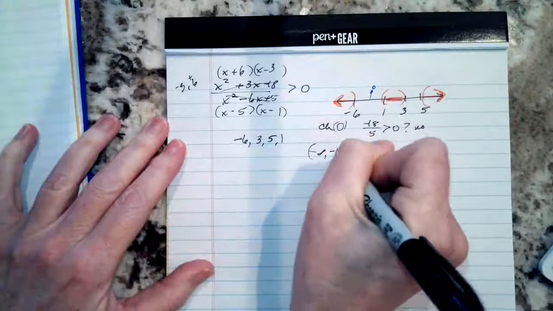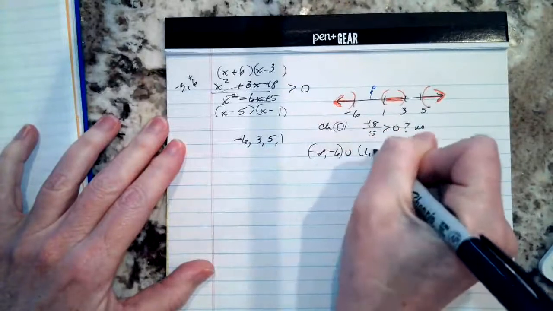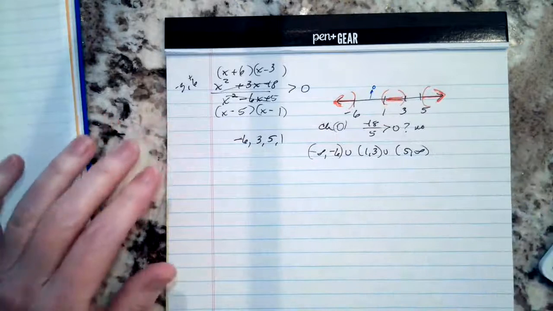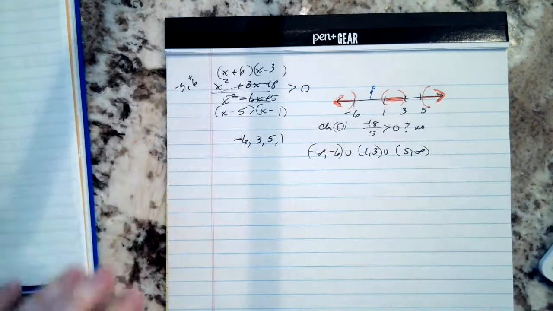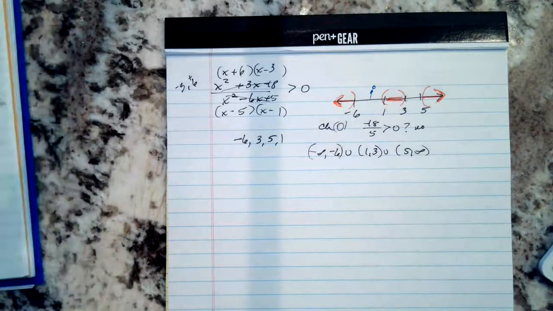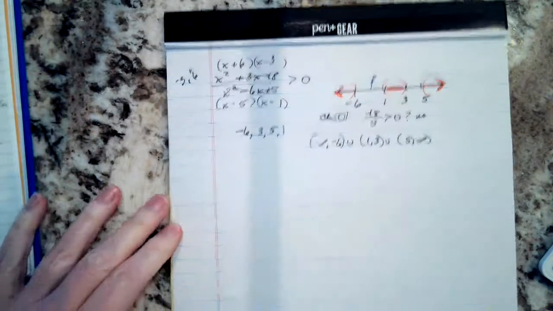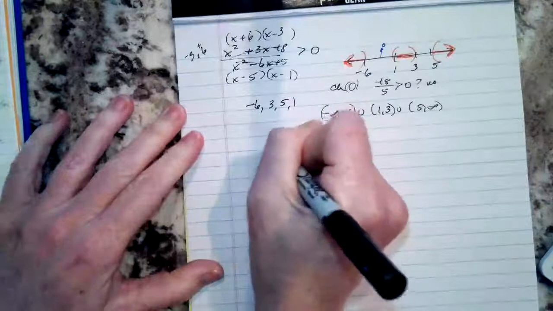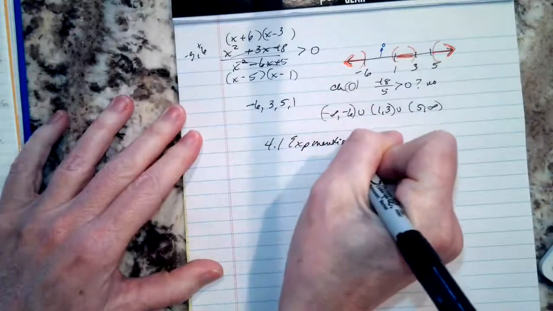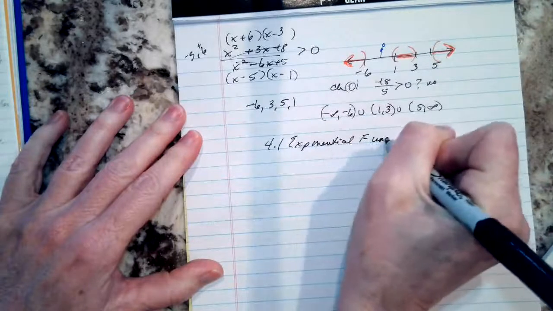So negative infinity to negative 6, union 1 to 3, union 5 on out to infinity. Okay, not too tough. That's kind of a breather section, not too difficult at all. Okay, let's look at 4.1. Starting a new chapter. This is called exponential functions.